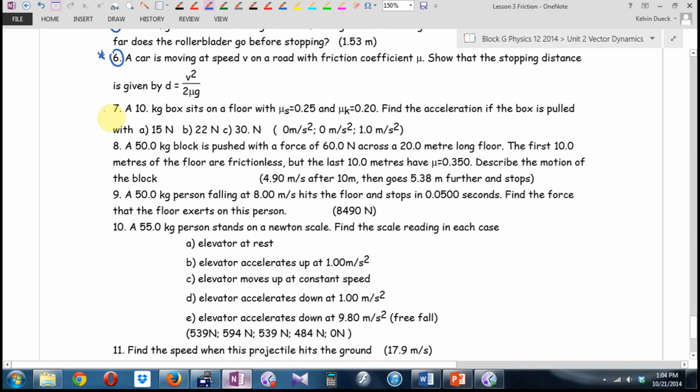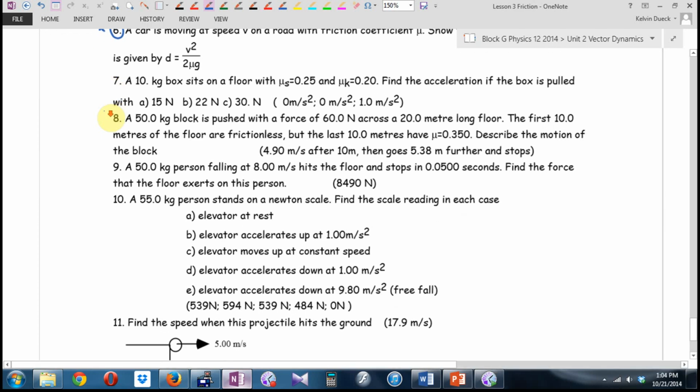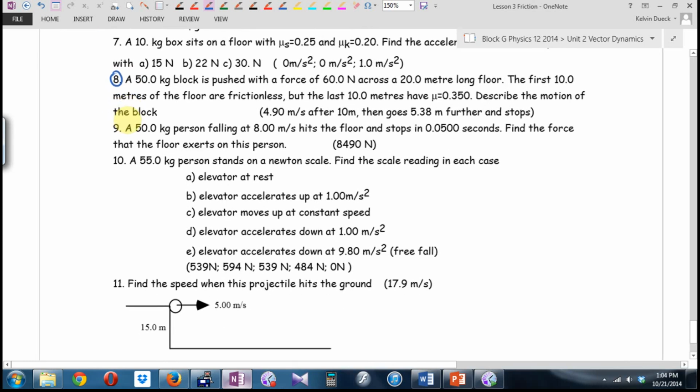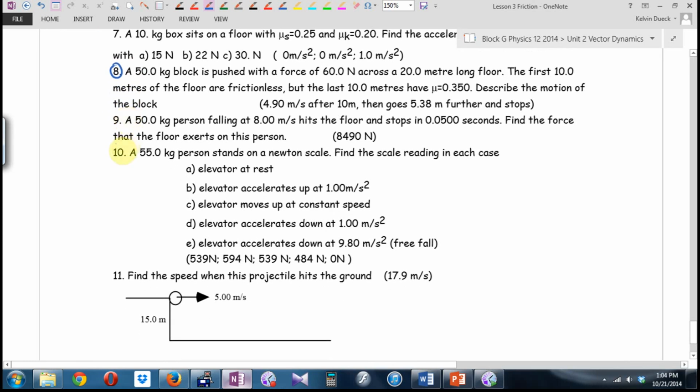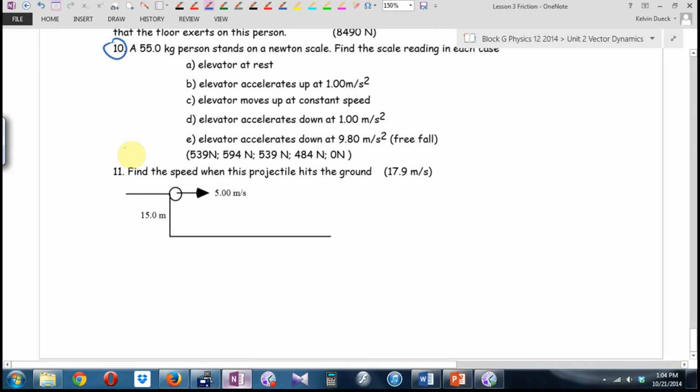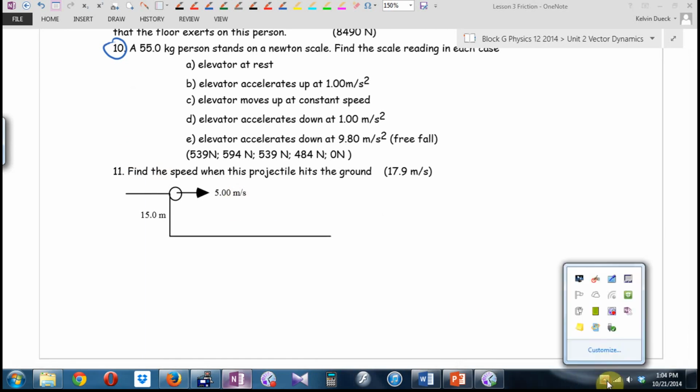I'm not going to worry about 7 because number 7 is talking about 2 different types of friction, and I've told you while that's true, I'm not going to be assessing you that way this year. 8 is a bit long and tricky, but okay. 10 is good. We'll pause there.